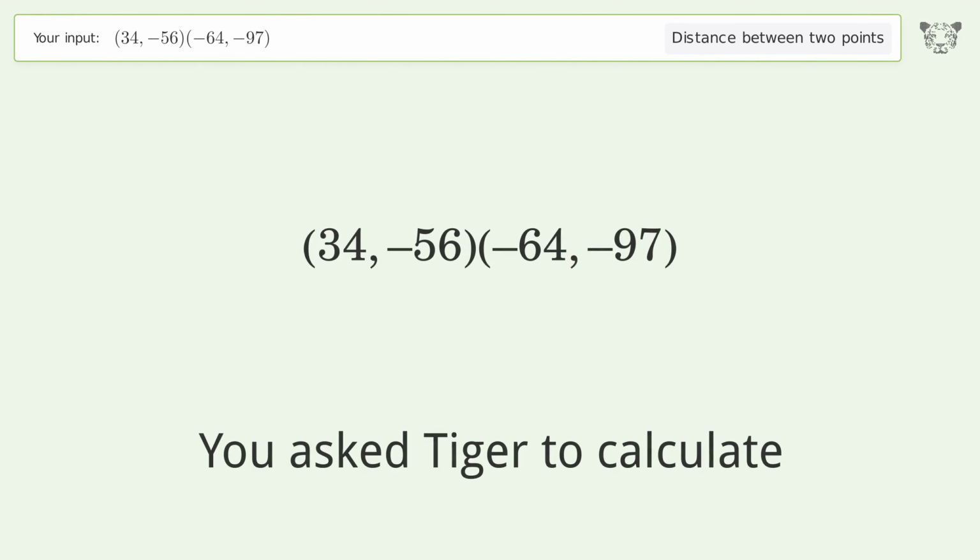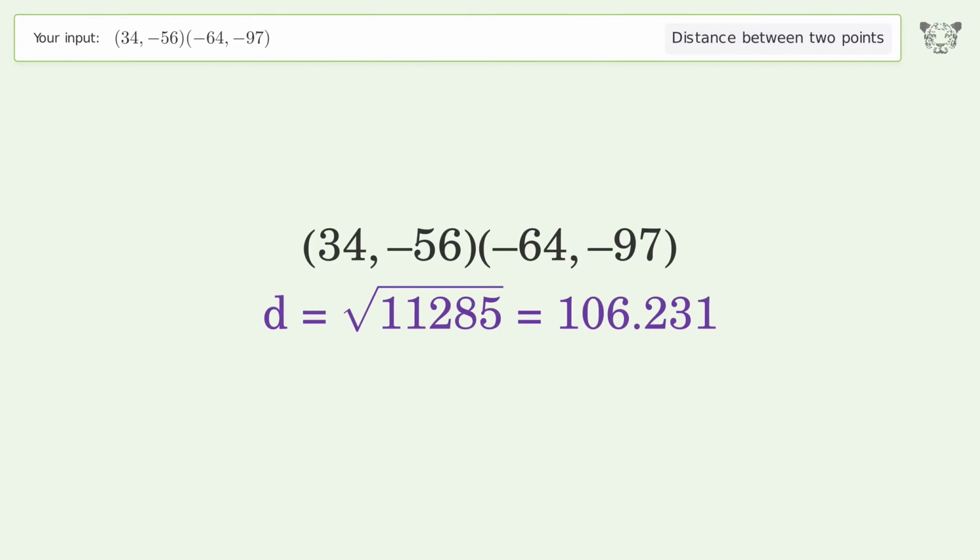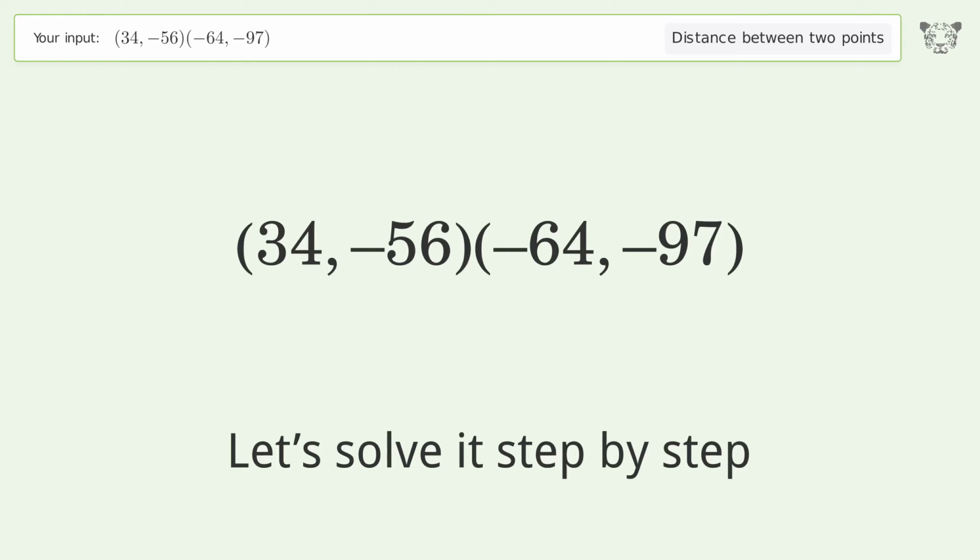You ask Tiger to calculate. This deals with the distance between 2 points. The distance between the 2 points is the square root of 11,285, or 106.231. Let's solve it step by step.